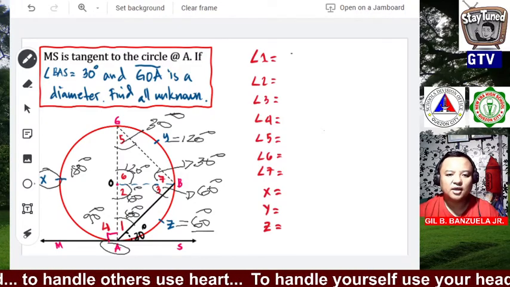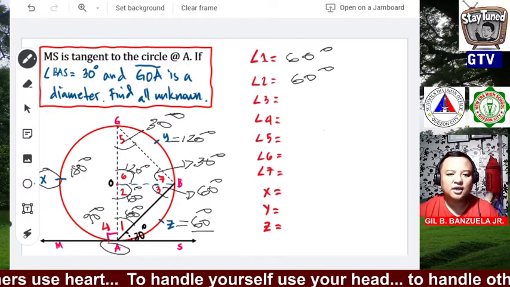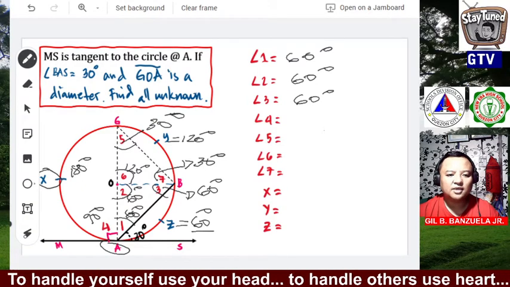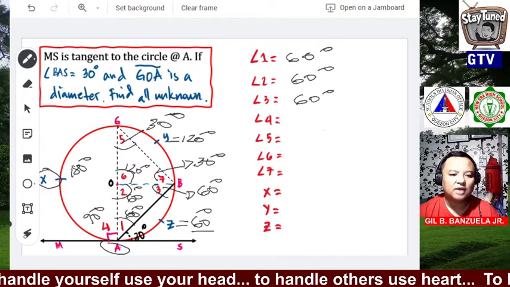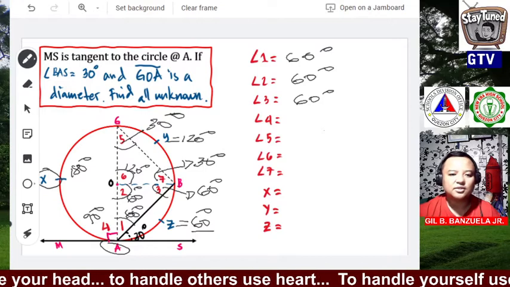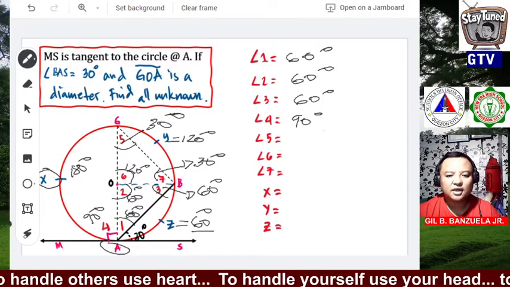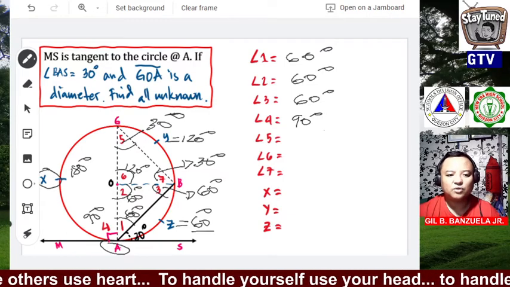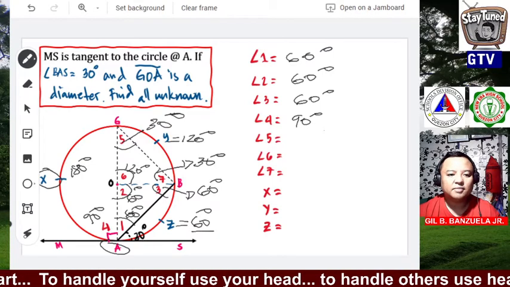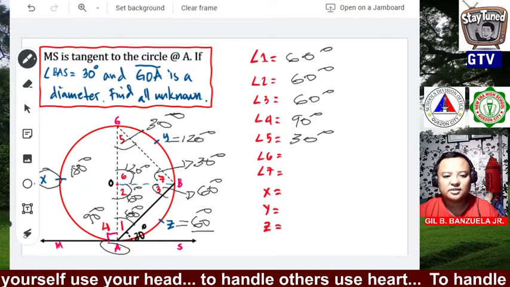So, yung angle 1, 60 degrees. Angle 2, 60 degrees. Yung angle 3 ay 60 degrees. So, therefore, yung triangle AOB ay isang equiangular triangle dahil pare-pareho yung measure ng kanyang mga angles. Alright? Tapos, yung angle form natin is 90 degrees kasi nga right angle, perpendicular to the chord, to the radius, yung ating tangent line, no? Yung angle 5 natin, 30 degrees, kasi inscribed angle siya, and it intercepts arc BA.